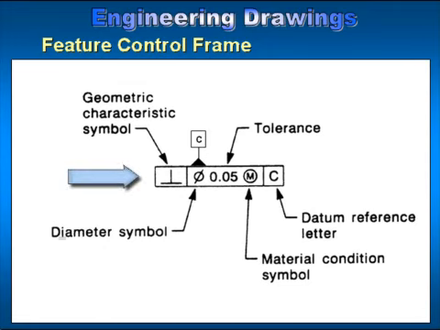A feature control frame consists of a rectangular frame that is divided into two or more compartments. The first compartment of the feature control frame contains a geometric characteristic symbol. The second compartment contains the tolerance. Where applicable, the tolerance may be preceded by a diameter symbol. The tolerance may be followed by a material condition symbol. The tolerance may also be followed by a datum reference letter. And finally, when a feature that is controlled by a geometric tolerance is also the datum feature, the datum feature symbol may be placed on the feature control frame.